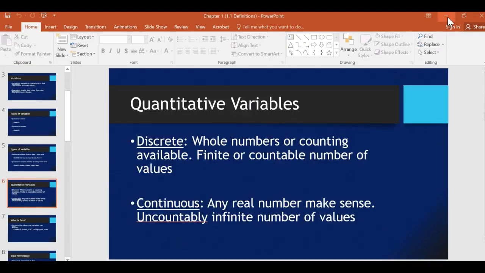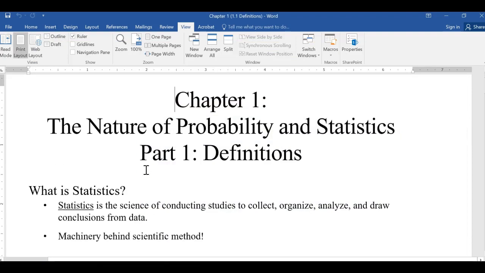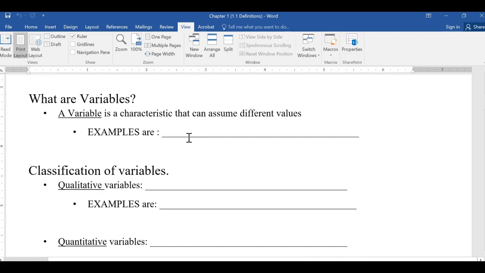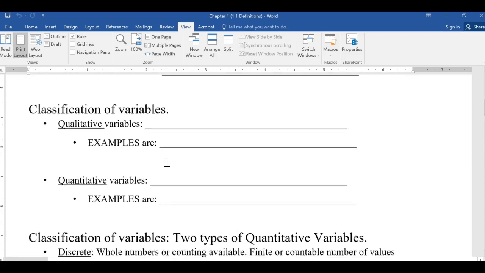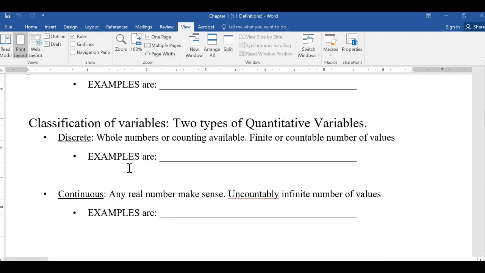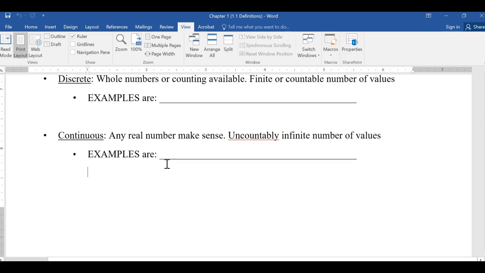Now, if you're taking notes, if you're following along with the guided notes, obviously we talked about examples of variables, the qualitative versus quantitative variables. Any real number makes sense for continuous variables. I might also add under here something like: test by adding more decimal places.